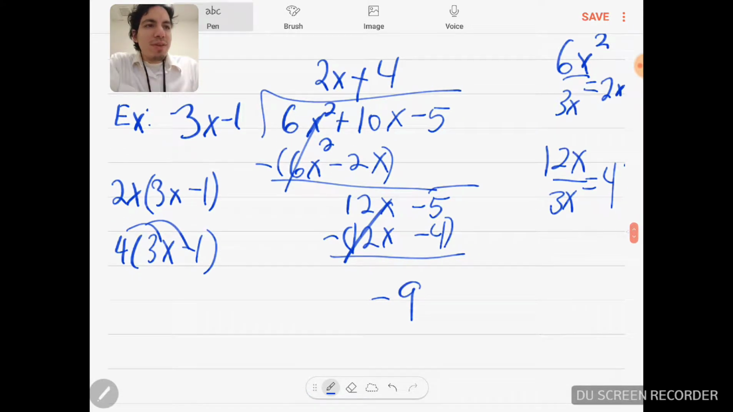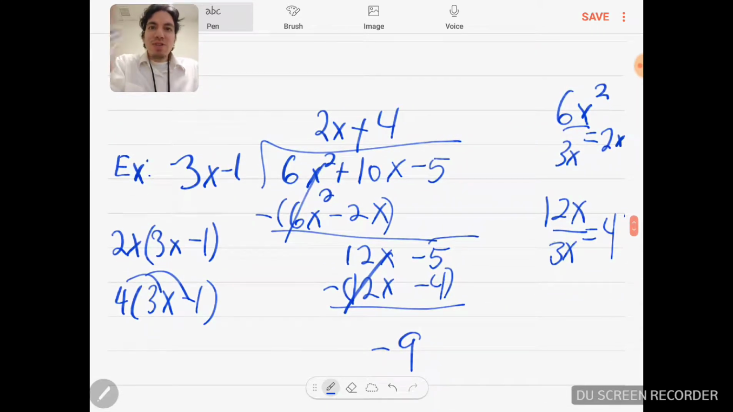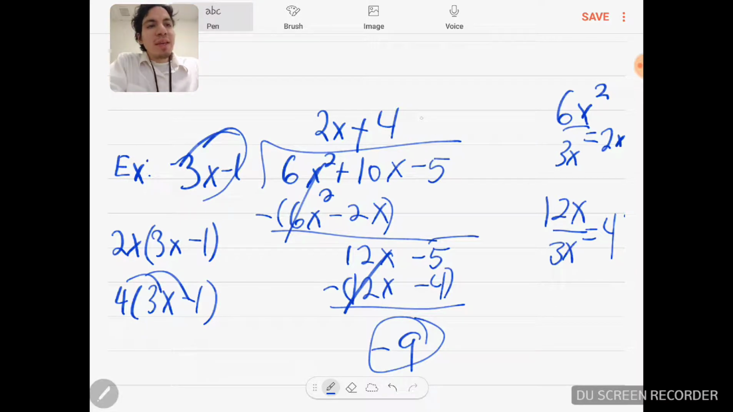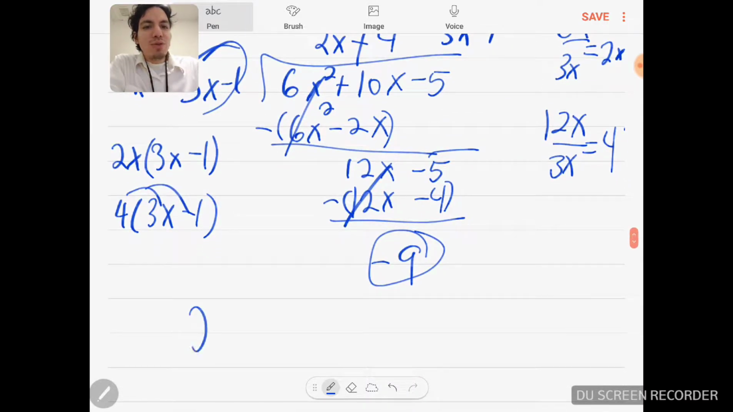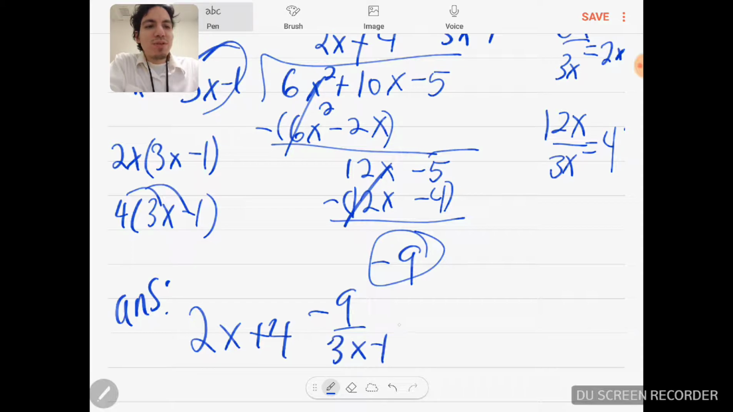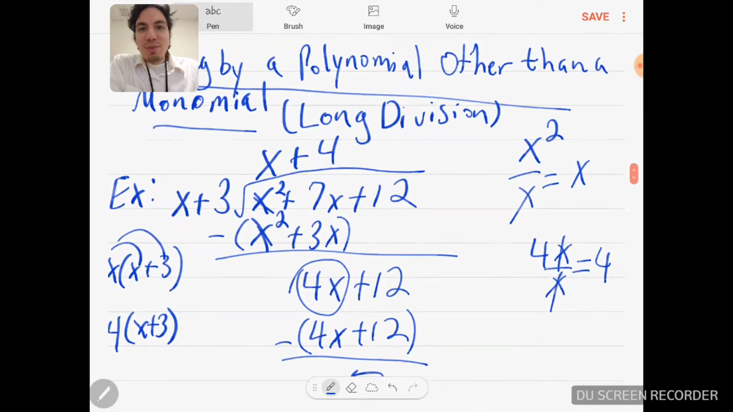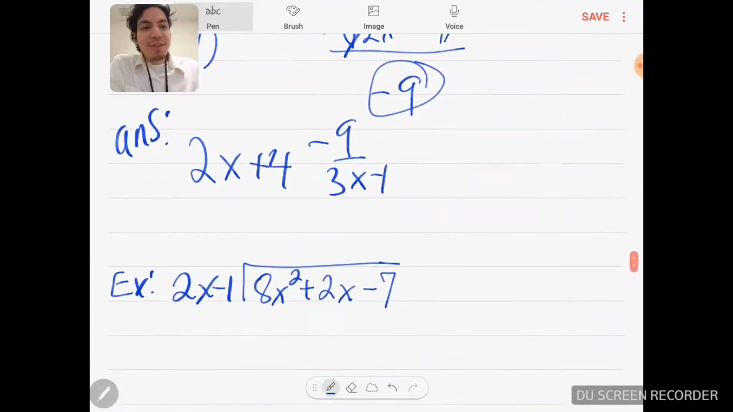So what you do with remainders in this case, you write your remainder as a fraction. So this will be your numerator, and then the divisor will be your denominator. So you'd write negative 9 over 3x minus 1 as your final answer. So let me rewrite that again neatly. So your answer is 2x plus 4 minus 9 over 3x minus 1 as your final answer. This is a 3x. All right? So you see a case where it divides perfectly, and then a case where it doesn't divide perfectly.